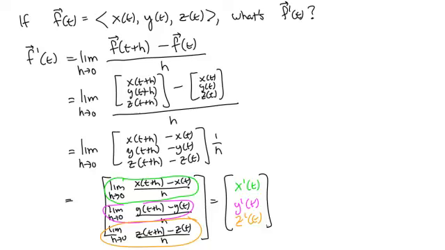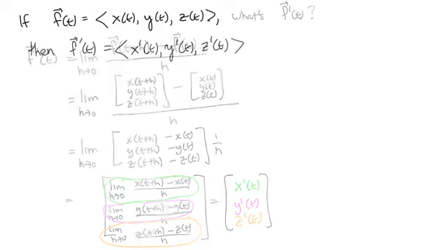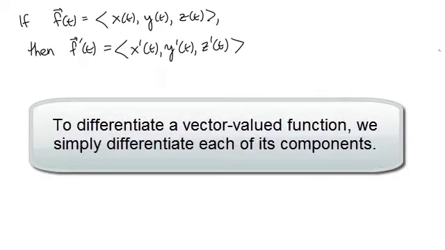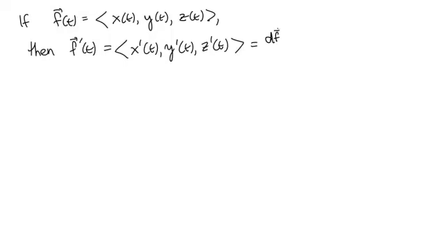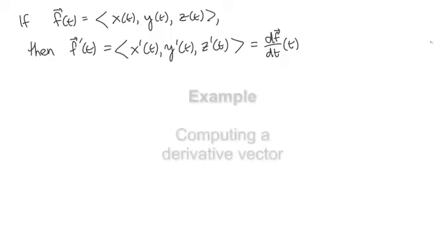You differentiate each piece separately. In other words, if f of t is the vector x of t, y of t, z of t, then f prime of t is the vector x prime of t, y prime of t, z prime of t. And we also write this as df dt of t, just like we did in the Calc 1 class. We can use the d notation or we use the prime notation. So let's test this out on an example.